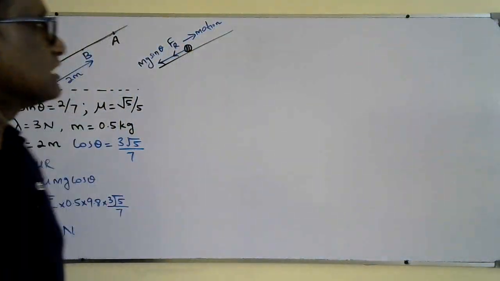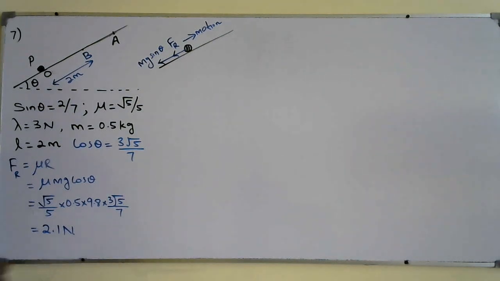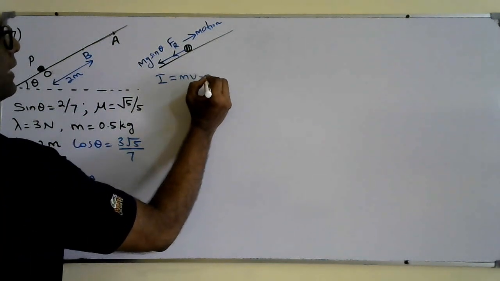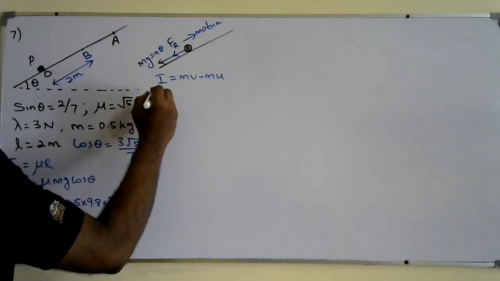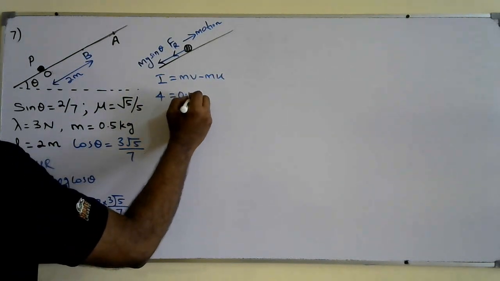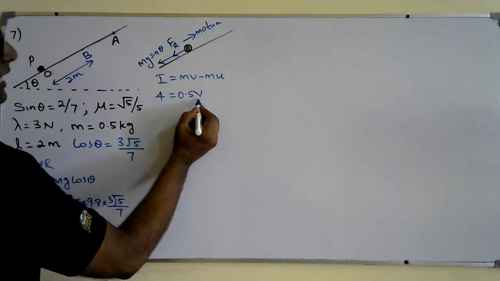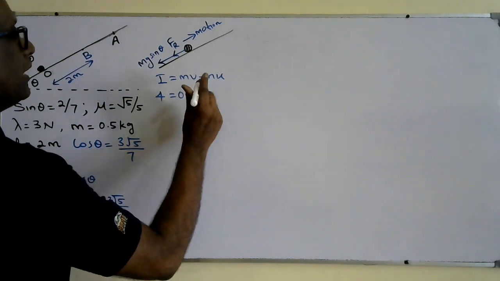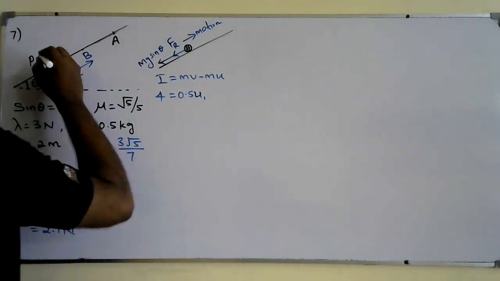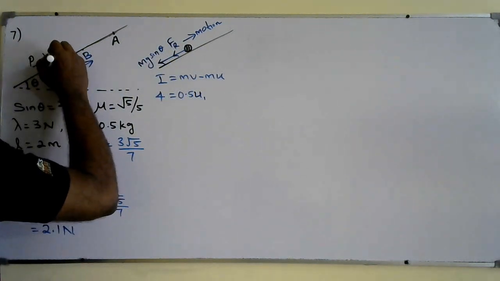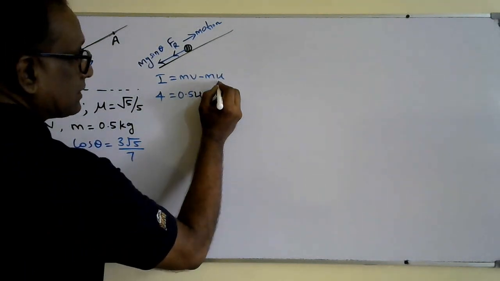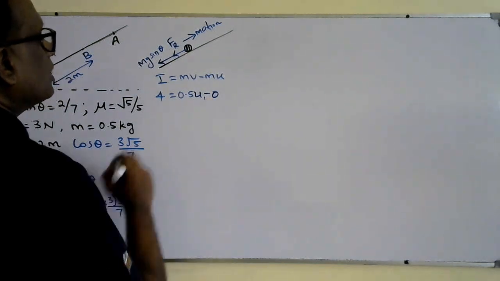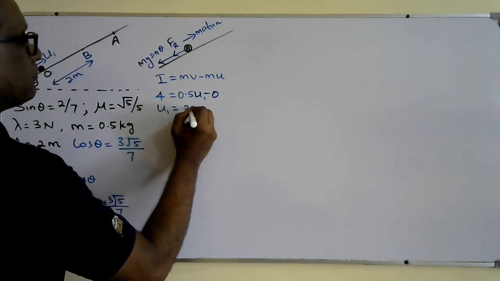We'll find the initial speed first. So we know that impulse is equal to mv minus mu. The impulse is given as 4, the mass is 0.5, and immediately after being thrown the speed will be u1. It was thrown at speed u1, so u1 minus, before the impulse is applied, the speed was 0. So u1 is going to be 8 meters per second.